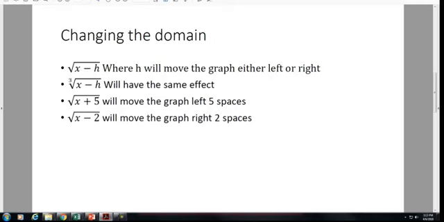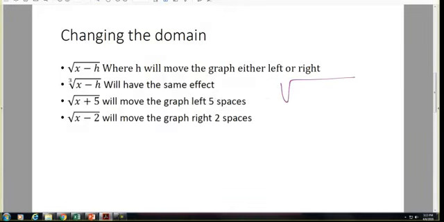The first transformation we'll look at is changing the domain. And here we have the square root of x minus h. Well, h will move the graph either left or right. And this should be very similar to the quadratic and rational functions we just learned. We also have the cube root of x minus h, and it will have the same effect. If we look at the root of x plus 5, we'll move the graph left 5 spaces, and we can also see that our domain is going to change.